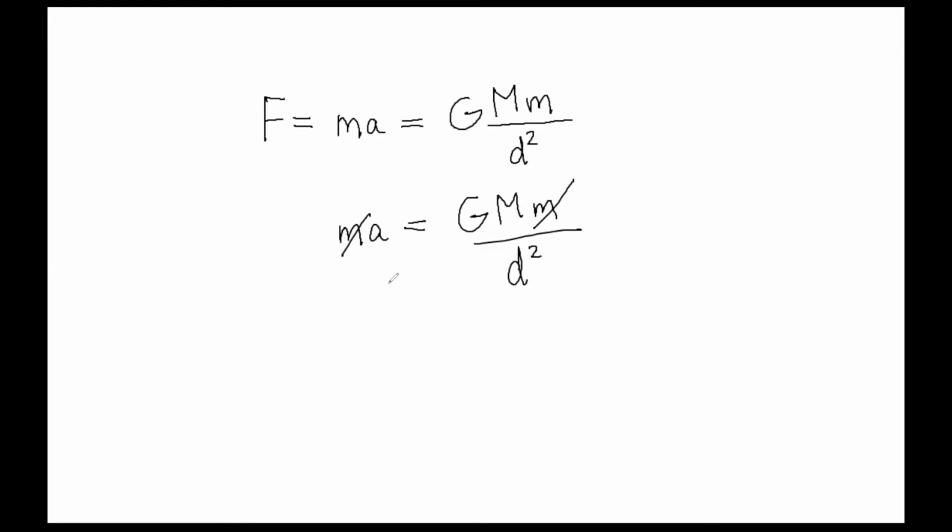So if we're talking about gravitational acceleration on the surface of the Earth, we can calculate that from the big G, the gravitational constant, the mass of the Earth, and the distance from the center of the Earth squared.